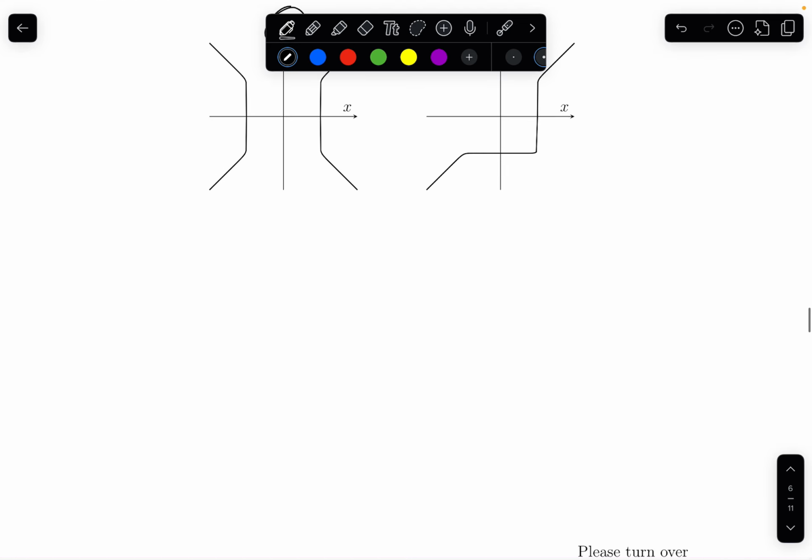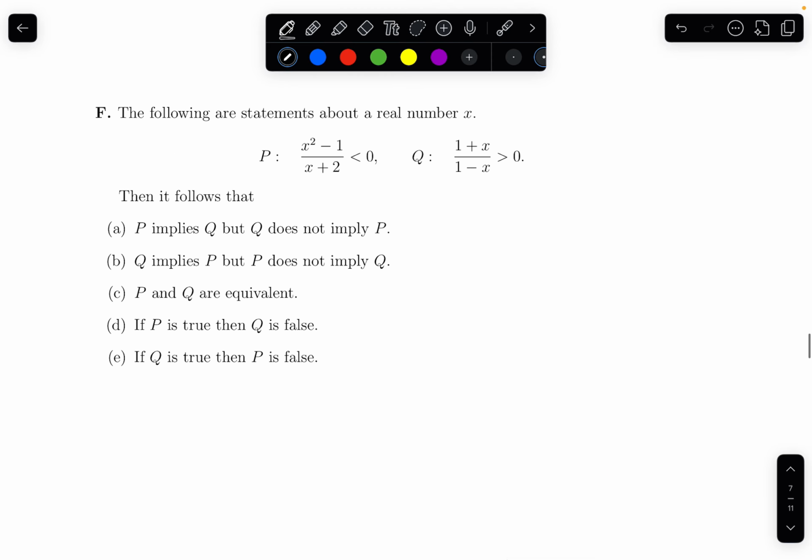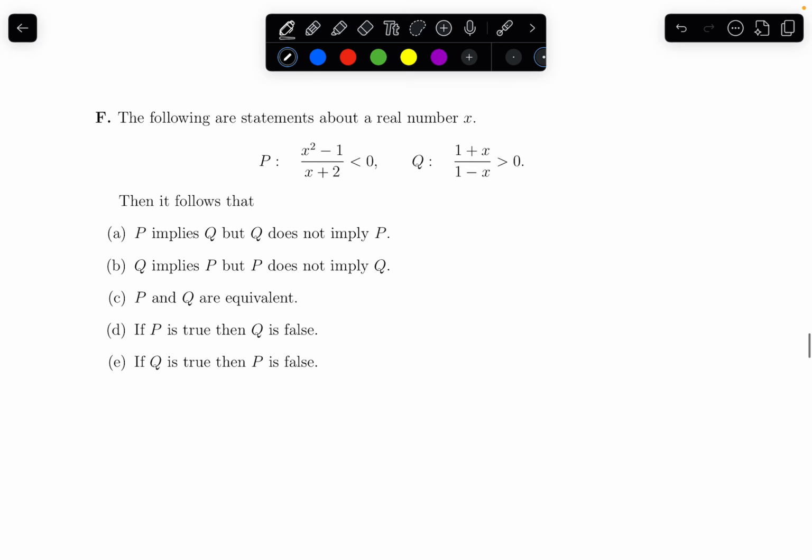So D. Yeah, that's it. So I got this one wrong. I found this one quite difficult, like reciprocals and all that.